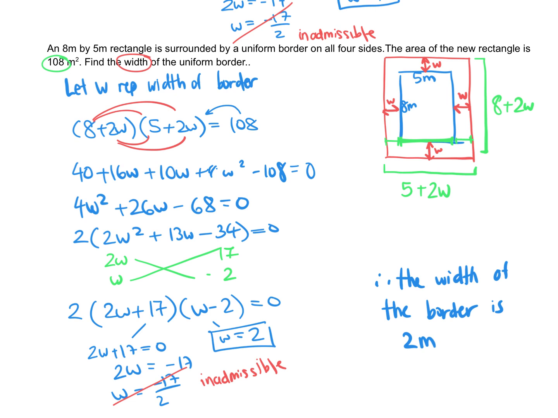Now, if I wanted to do a logic check, I can figure out what the actual new length and width is. So let's look at the width. It started as 5, and we added 2 on each side, so we added 4, that's 9. We started with 8 for the length, and we added 2 on each side, so 8 plus 4 is 12, and 12 times 9 is 108 for the area. So I am confident with my answer here.